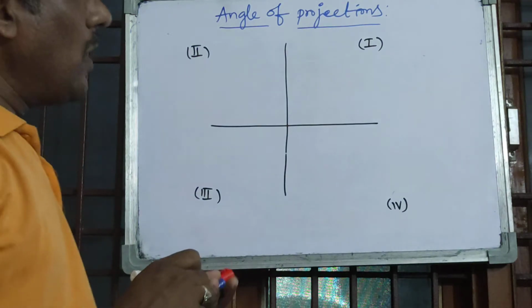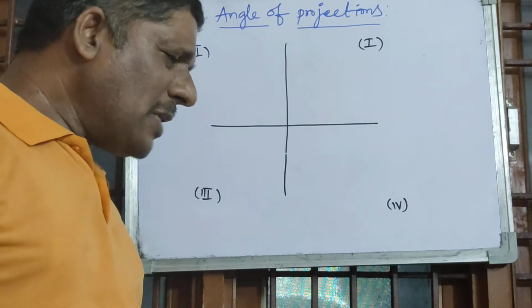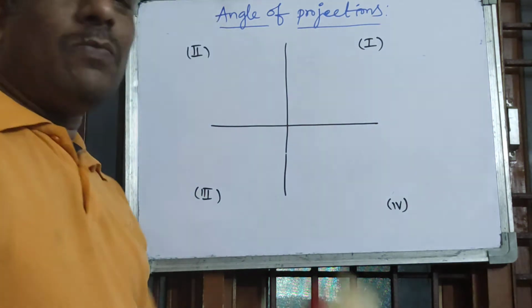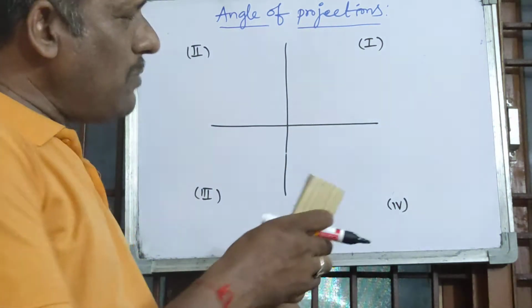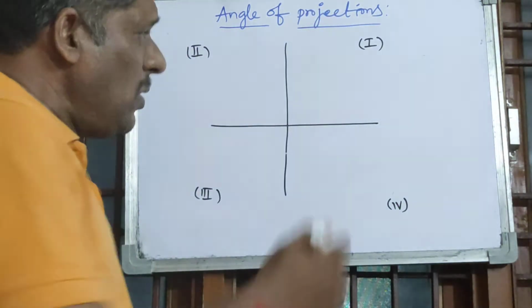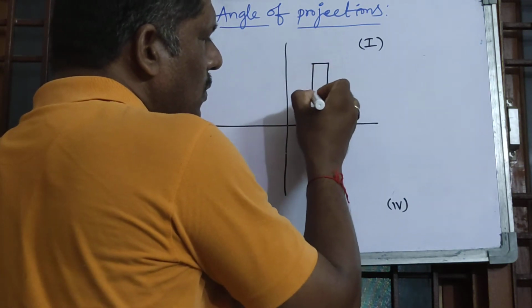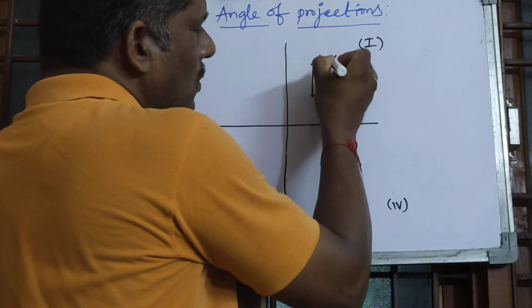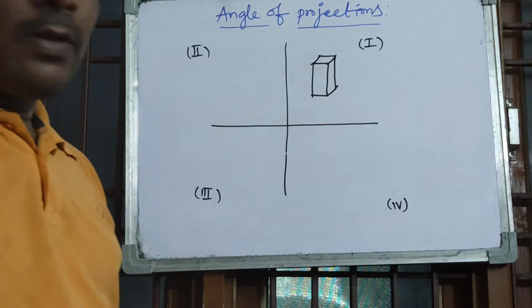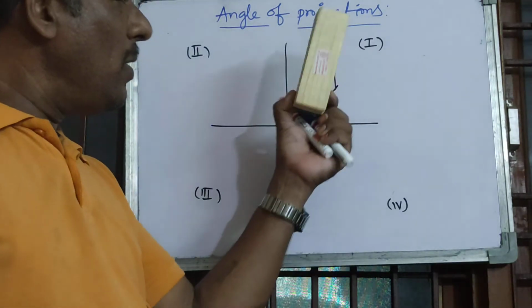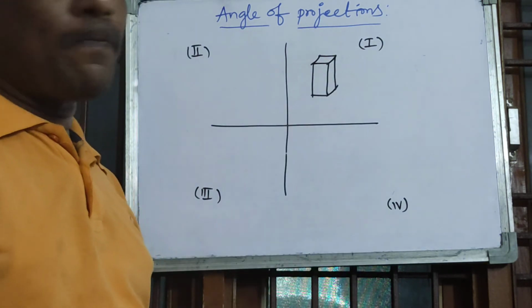Now what we are doing: suppose the object is there in the first quadrant. Yesterday, in the last class also, we discussed that any object, assume that this is a duster. So this is the object, and I am keeping it in the first quadrant. The example is a duster, but you can assume anything. So the object is there in the first quadrant now.